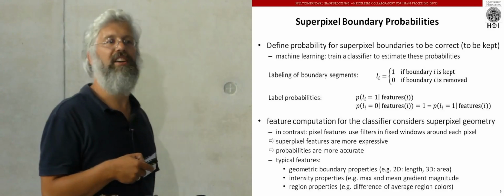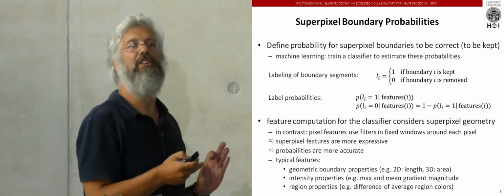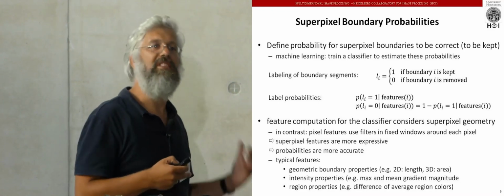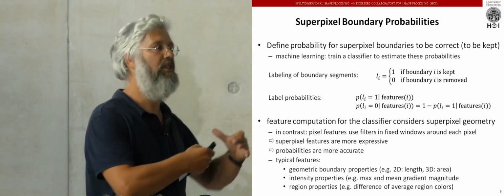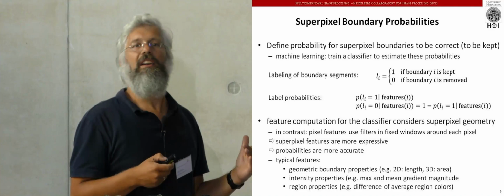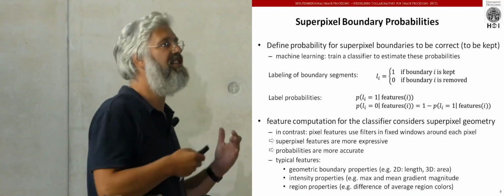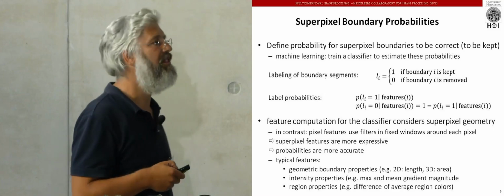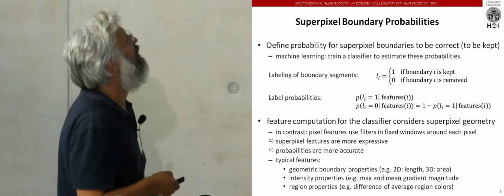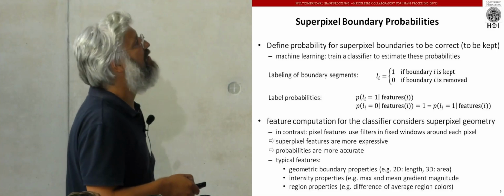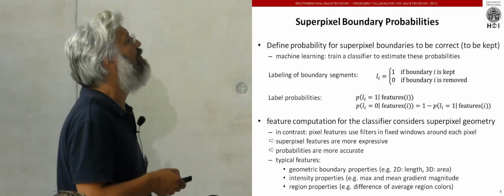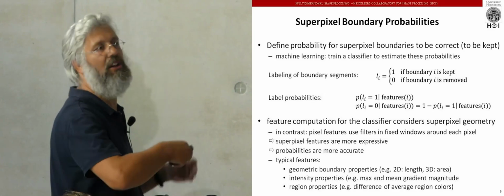So for example, we can take the average color, not just in a circular window around the current pixel, but we can actually compute the average color over a superpixel, which is a geometrically more meaningful averaging, right? Or we can use a superpixel boundary and compute its curvature, which is not easily definable on a pixel-based level. So that means we get very expressive features for these superpixels, and typical examples are, as I said, geometric boundary properties like length or area of the boundaries or curvature. We have intensity properties of the boundaries, like the maximum or the mean gradient magnitude along the boundary.